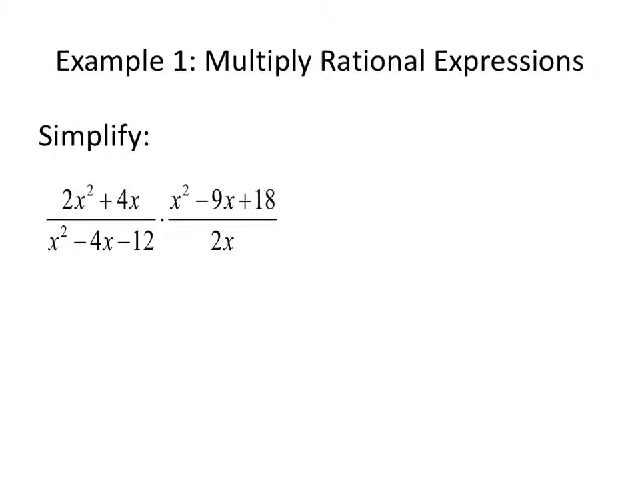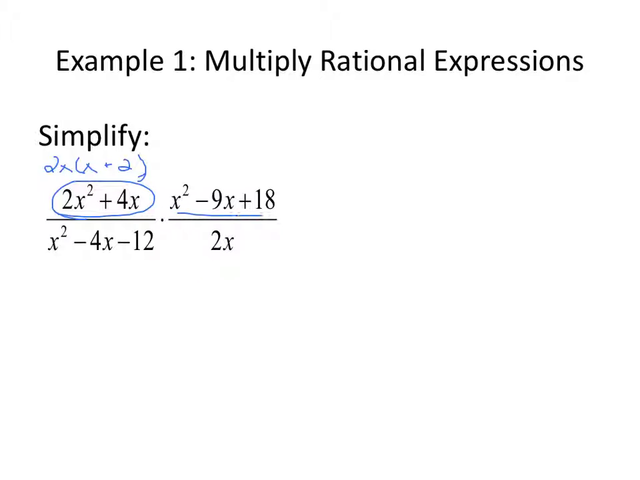Alright, so looking at a similar problem, just the one that has rational expressions instead of numbers, let's look at simplifying this thing first. So it's a binomial, so step 1 is GCF. They both have a 2x. 2x squared divided by 2x is x. 4x divided by 2x is plus 2.